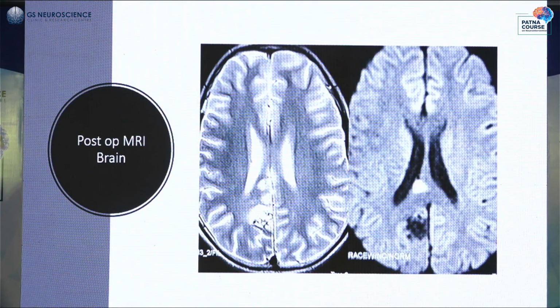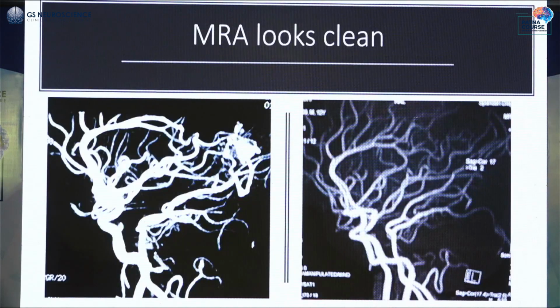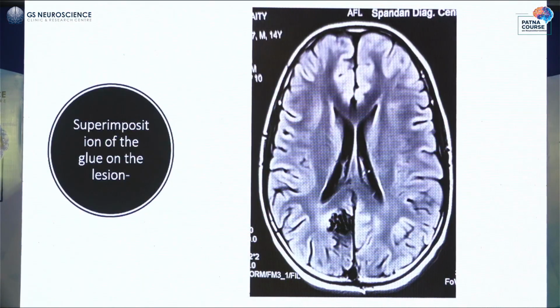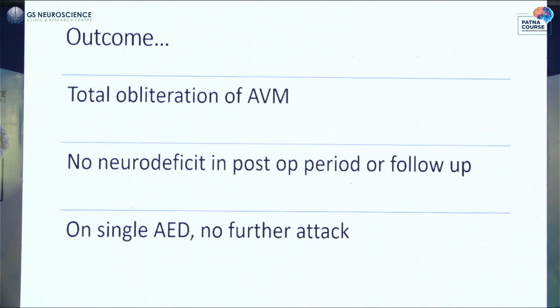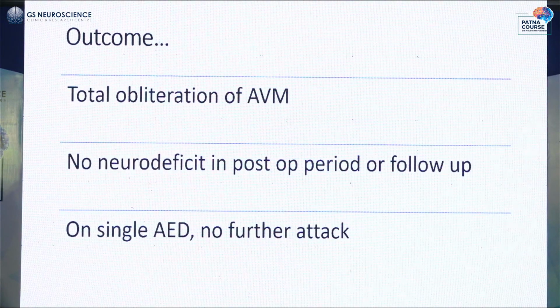This is a small infarct which has happened, but the patient didn't realize, there was no deficit. So going back to the CT, this is the area of the glue cast, perfectly in position where the original lesion was. So the outcome was total obliteration of AVM at 6 months, no neurological deficit, on a single AED, and no further attacks.